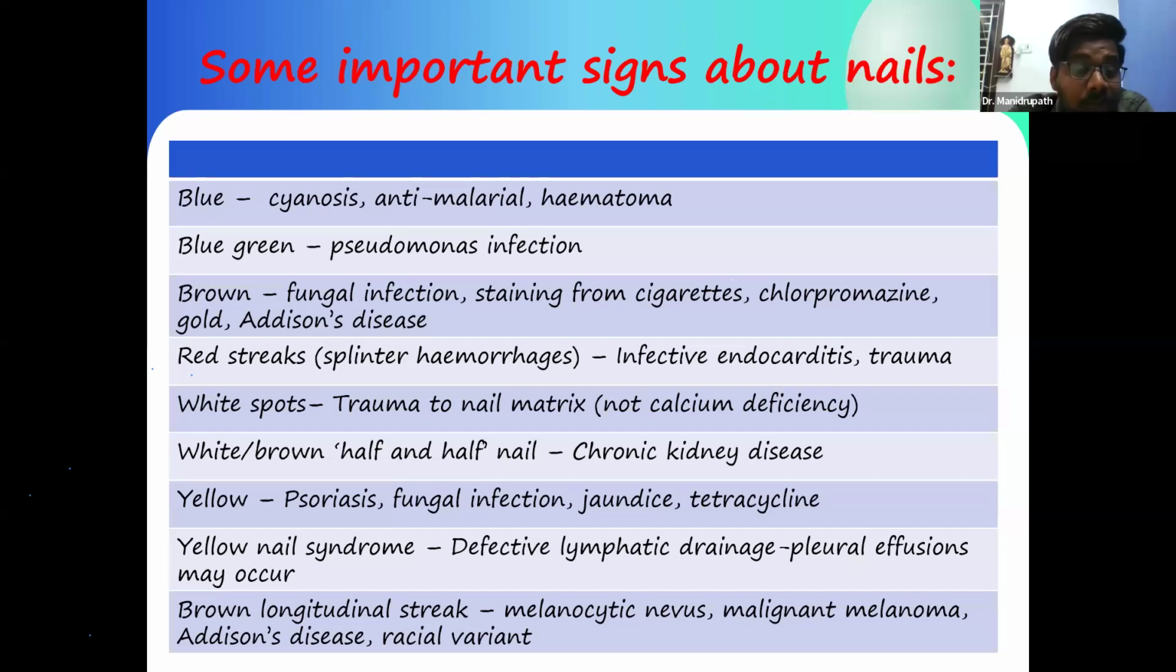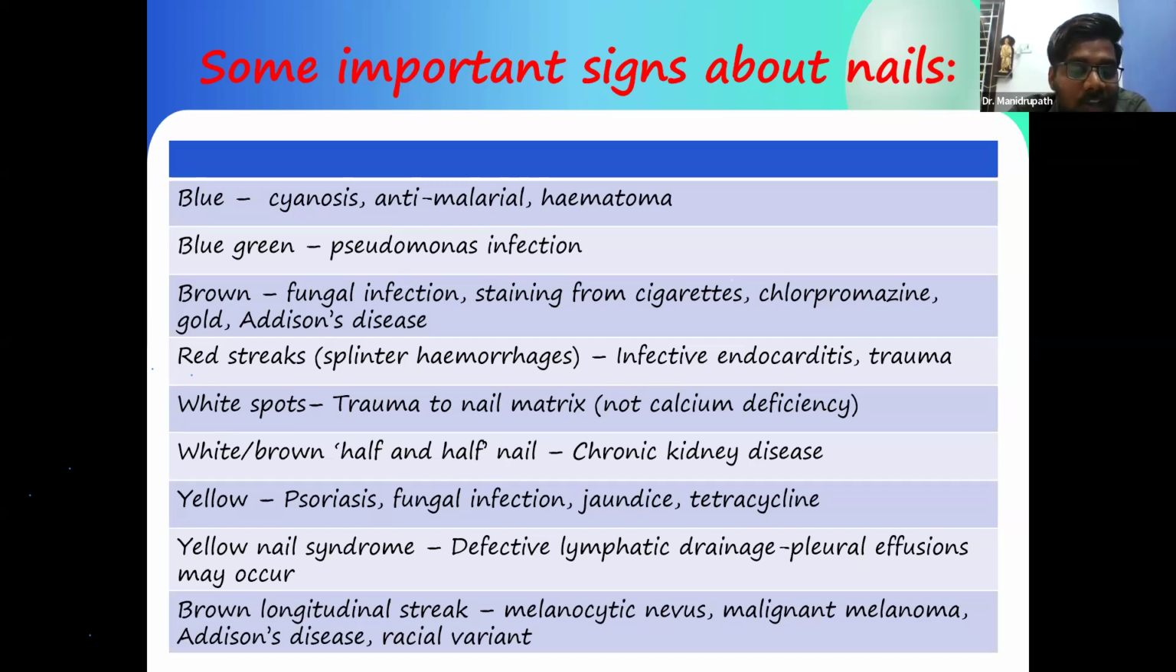Coming into the next pattern, yellow discoloration indicates psoriasis, a fungal infection, jaundice, tetracycline injections, or side effects of old school treatments. Next, coming to the next pattern, yellow nail syndrome. This indicates defective lymphatic drainage, and pleural effusions may occur.